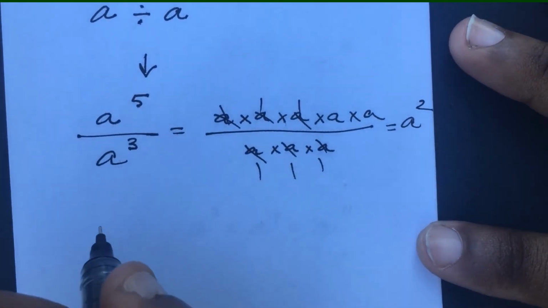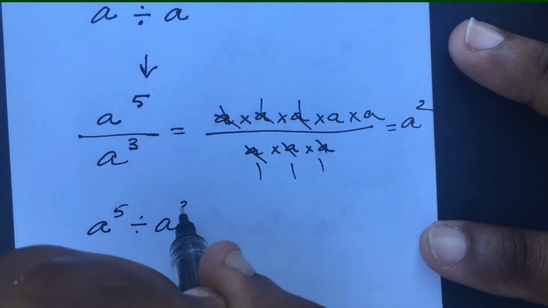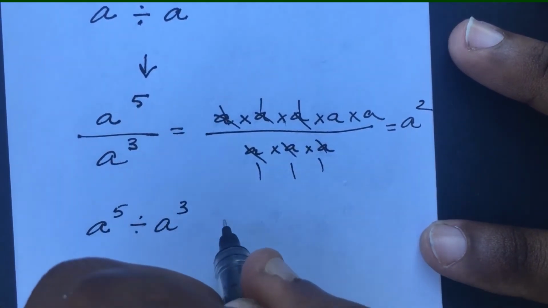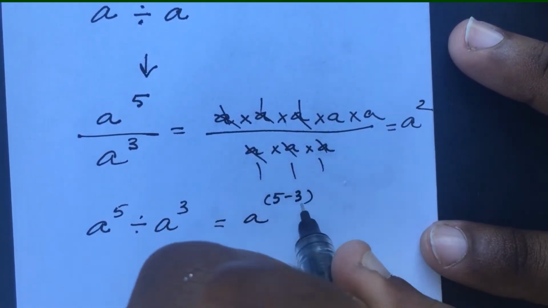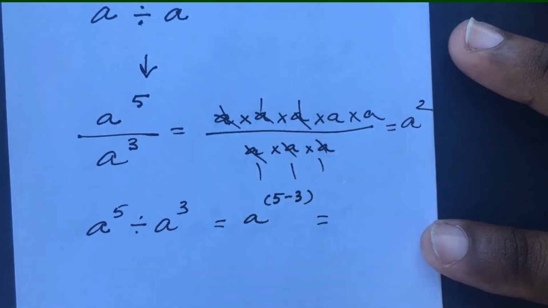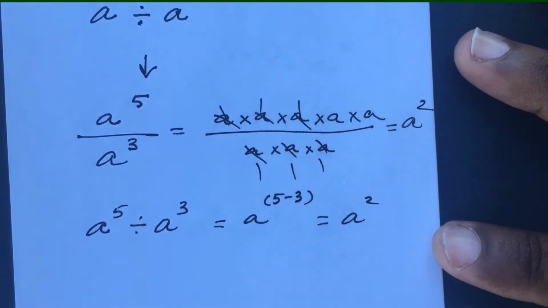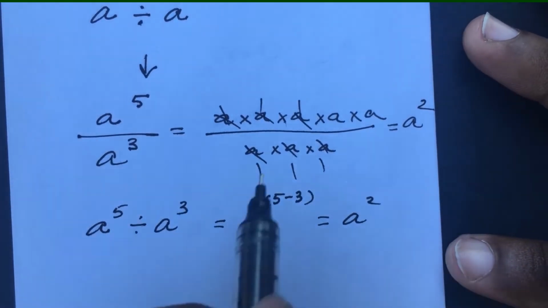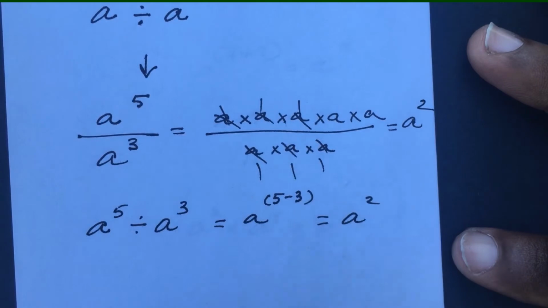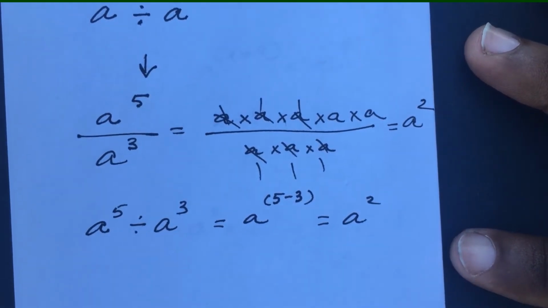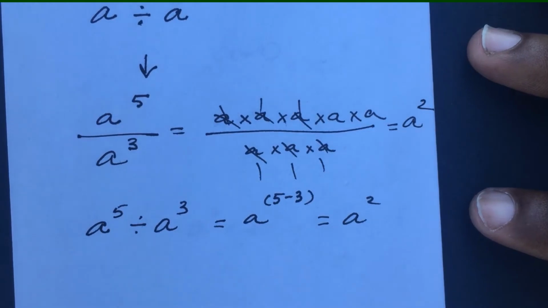Look at what happens. If I have a to the fifth divided by a to the third, bases are the same. I can keep the bases and just subtract the powers. So 5 take away 3 will give us how much? A to the 2, or a squared. Isn't this way easier than this? So once we learn how to use the laws of indices, we can actually simplify and work faster.